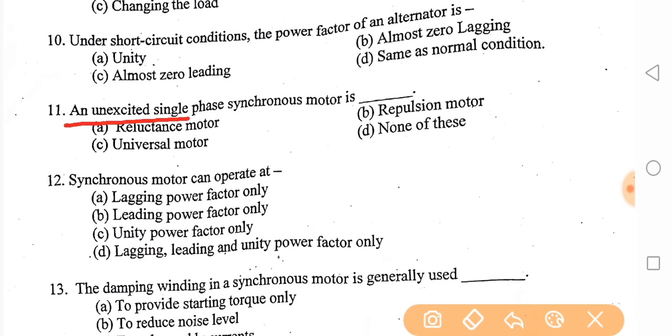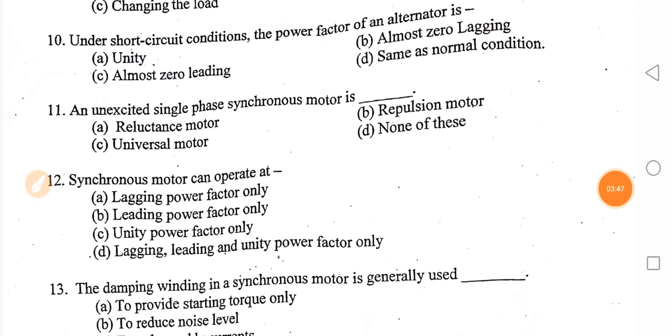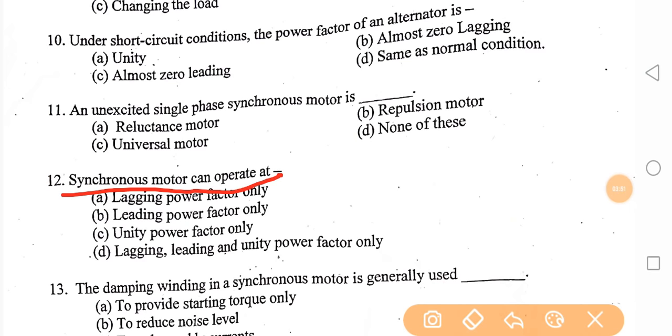Question number 11. An unexcited single phase synchronous motor is what? Reluctance motor, repulsion, or universal. Right answer is reluctance motor. A option is correct. Now the next question: synchronous motor can operate at. As we know, a synchronous motor operates at all three power factors: lagging, leading, or unity power factor. So D is the right answer.